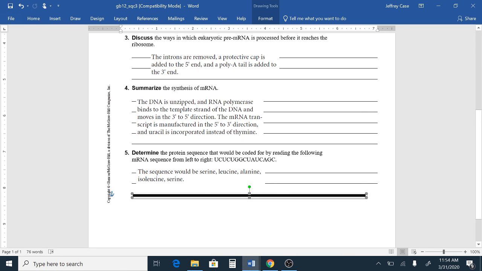You would use your codon wheel or chart to look up those codons in 3s, and hopefully you get the same amino acid sequence as we did here.